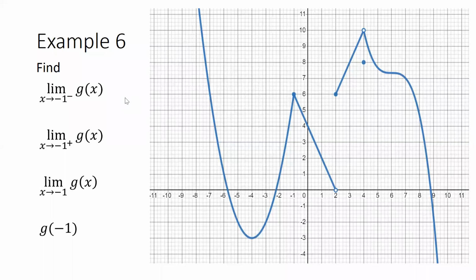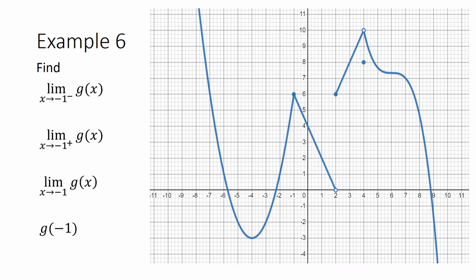Let's do one last example with this graph, and that example is example number 6. We want to find the limit as x goes to -1 from the left, as x goes to -1 from the right, as x goes to -1, and then just g of -1.